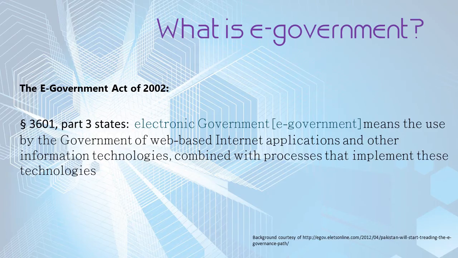So what is e-government? Well, the E-Government Act of 2002 in the United States states e-government means the use by the government of web-based internet applications and other information technologies combined with processes that implement these technologies.